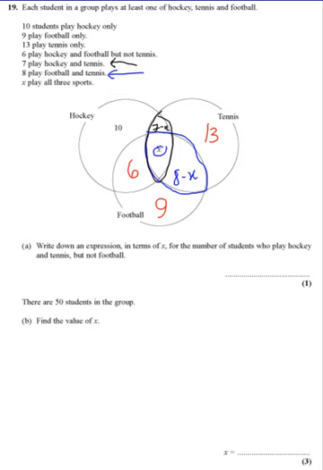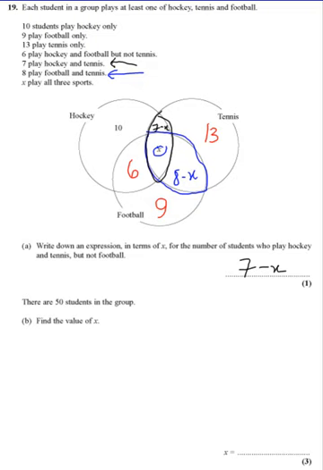So if we're looking for the number of students who play hockey and tennis, but not football, then I hope you can see where that area is, and I believe that that's 7 minus x. And that makes sense, because if they said 7 people play hockey and tennis, and they meant hockey and tennis but not football, the answer would just be 7. So the fact that they've said hockey and tennis but they haven't mentioned football means that you have to assume that it's just the overlap between hockey and tennis, and that would apply for the same type of question if it came up again. There are 50 students in the group. Find the value of x.